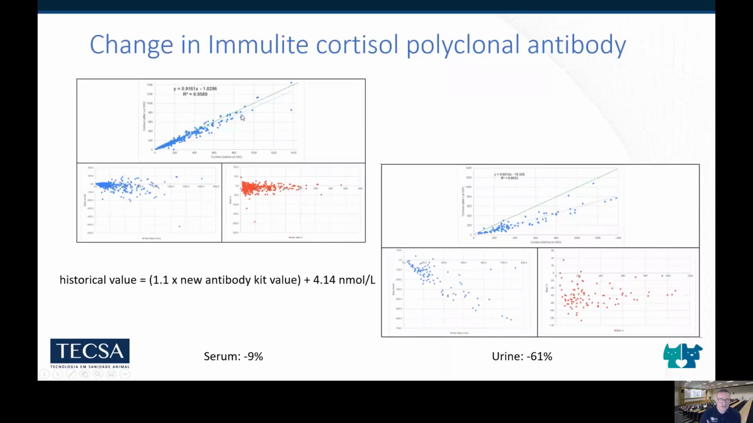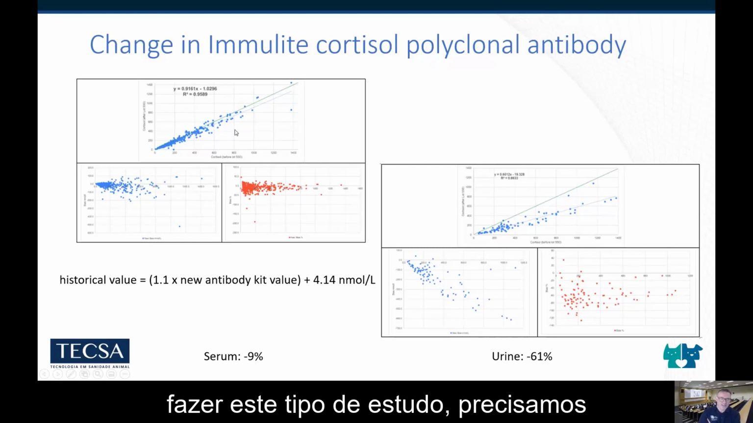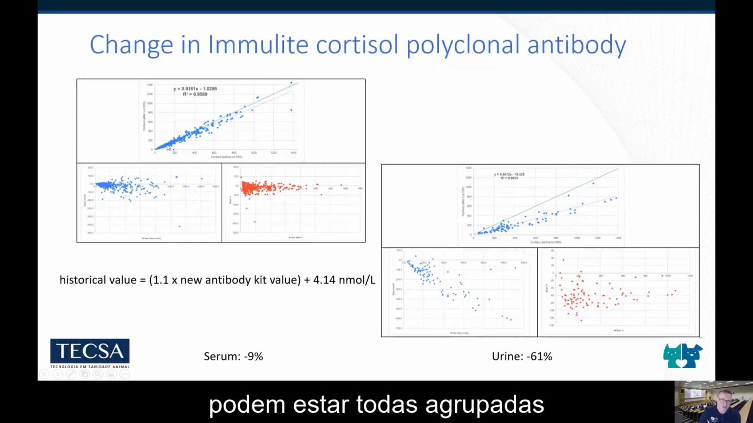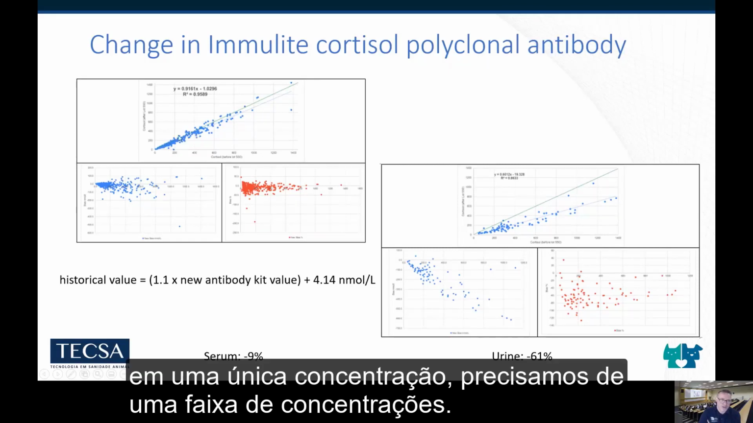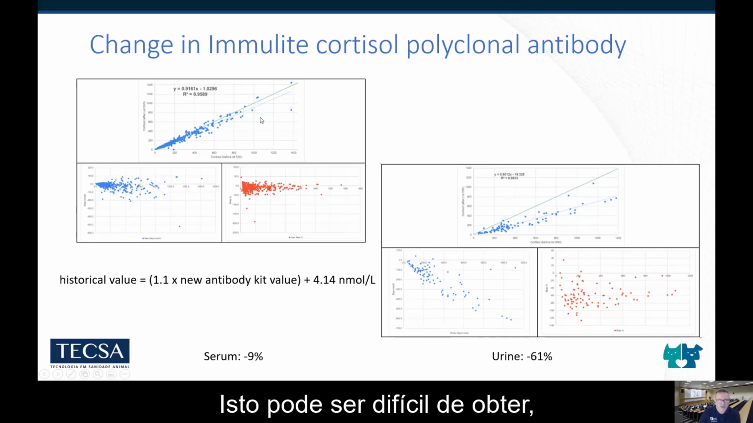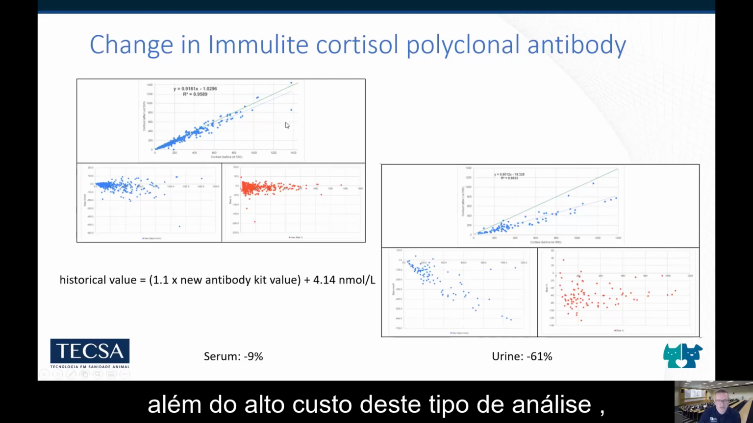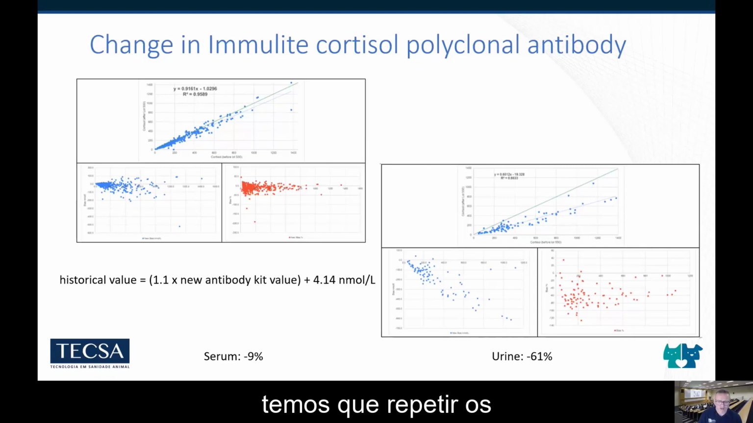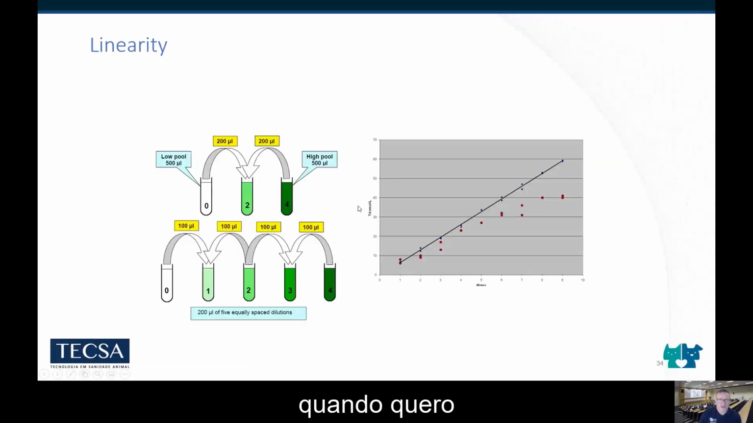These are hundreds of samples, and if you want to do this kind of study, we need at least 40, and we need those 40 to not all be bunched around a single concentration. We need a wide range of concentrations, and that can be quite hard to source, and it's also quite expensive to do that kind of analysis because we're having to repeat the analysis on a lot of samples in 2 different methodologies.